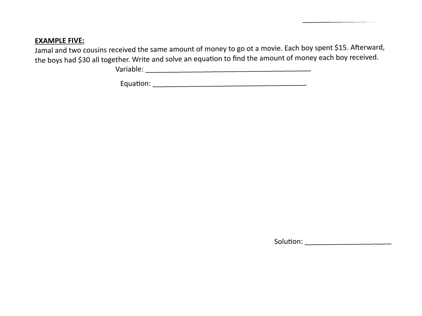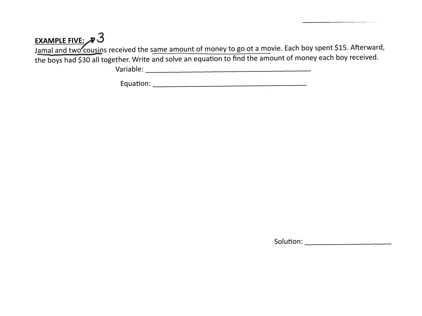Example 5, Jamal and 2 cousins. Okay, so that's kind of important. We have Jamal and his 2 cousins. So right away I think, oh, how many total people is that? Well, that's 3. There's 3 people. They received the same amount of money to go to a movie. Okay, so they got some money to go to a movie.